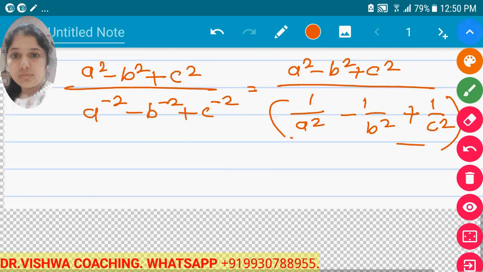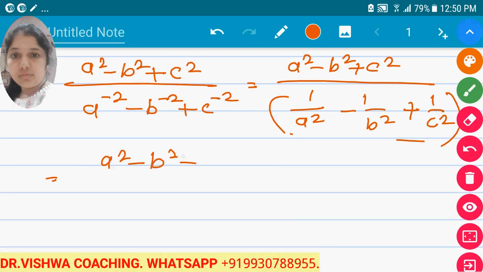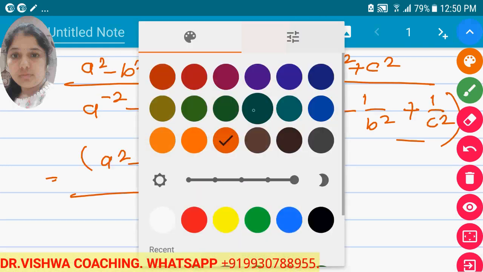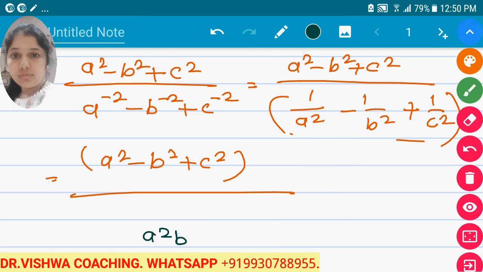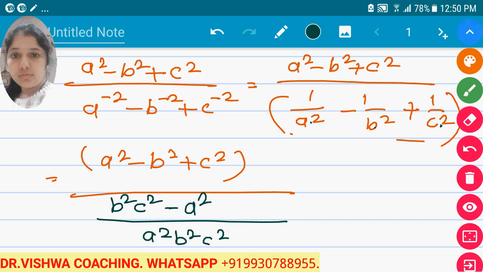So this whole equation becomes a square minus b square plus c square as it is, upon, I will show with a different color, a square b square c square. If we take the common denominator of all of them, then we have to multiply here with b square c square minus a square c square plus b square a square.